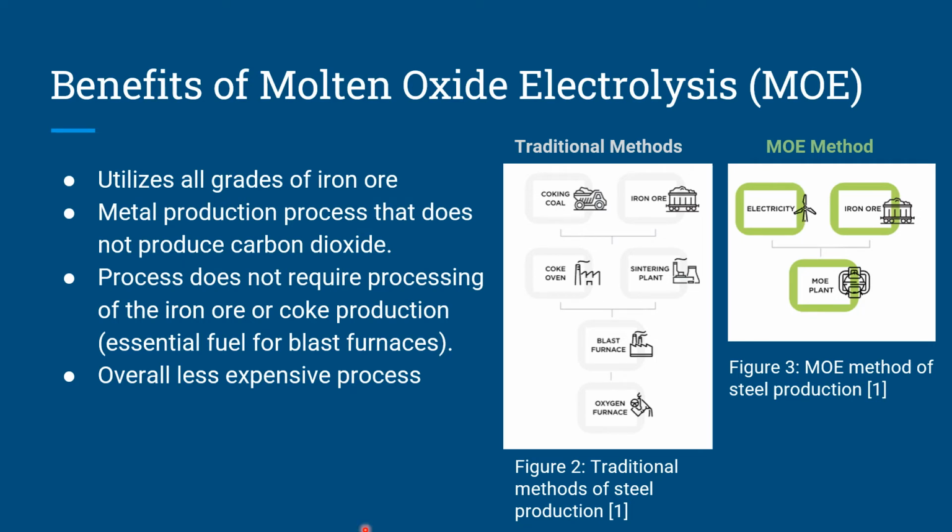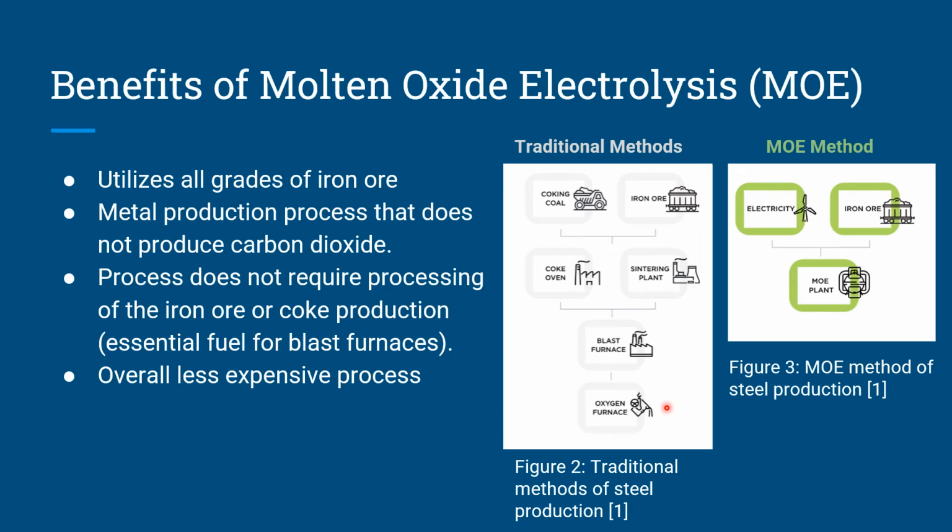As you can see in figure 2 on the right, traditional methods of steel production require coke. This type of coke is not the soda coke that you may be familiar with, but it is a coal-based fuel that is made in a coke oven. The coke fuel is then used in a blast furnace to produce iron, which is then taken to an oxygen furnace to produce steel. A furnace is just an enclosed structure where materials such as iron ore can be heated to a very high temperature.